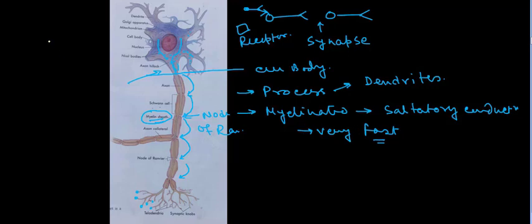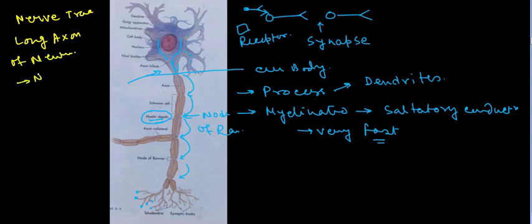So here we will see another two important terms. One is the nerve and another is the tract. So what is a nerve and what is a tract? Any long axon of a neuron is called a nerve fiber, right? Nerve fiber, and the bundles of the specific nerve fibers are called nerves.